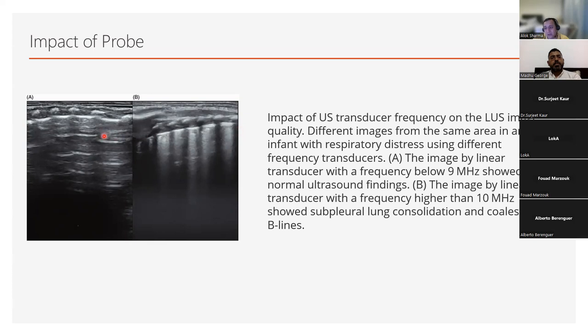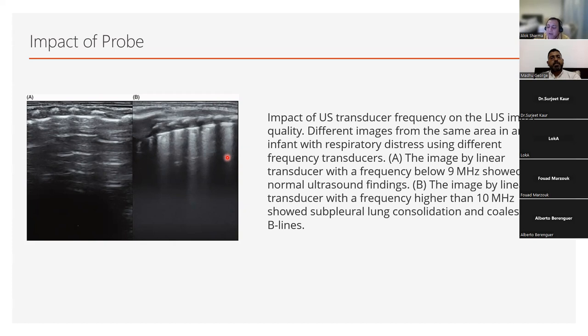Using a lower frequency, which gives you better depth, which you can't see over here, means that you can't actually delineate with accuracy the subpleural area and see subpleural consolidations. And that means that in this case, you'll think this baby is actually well aerated with respiratory distress. Really, what's wrong over here? Because it doesn't add up. If you can't see sliding, you might think this baby's had a pneumothorax. So again, the use of appropriate frequency for the appropriate baby is crucial.